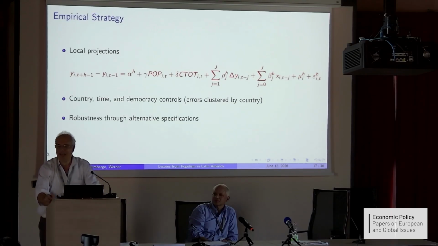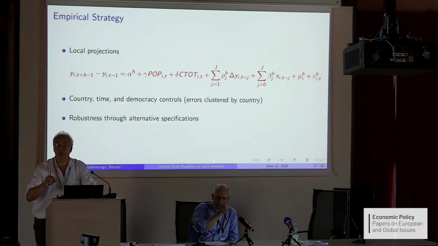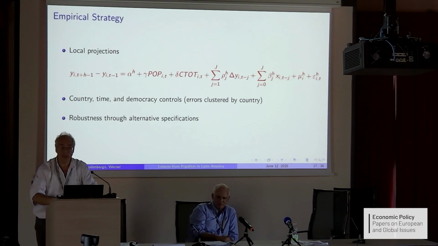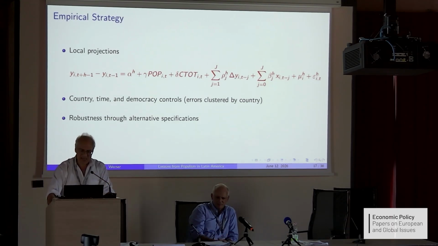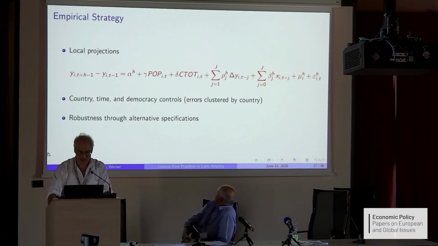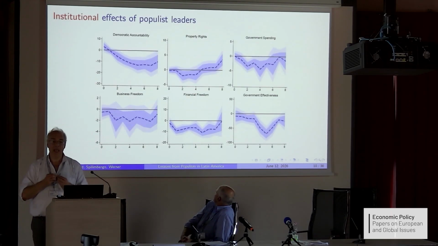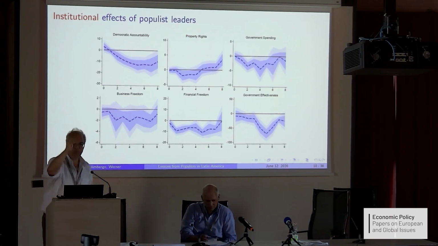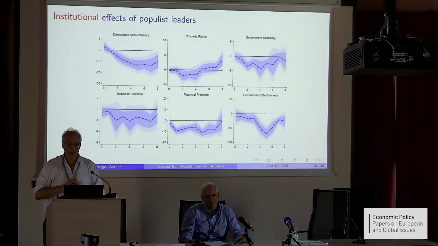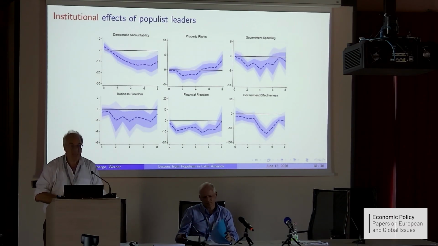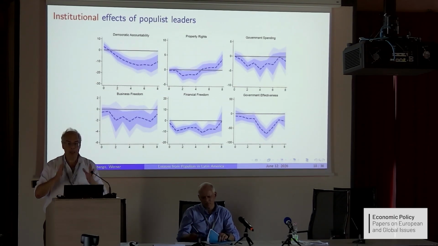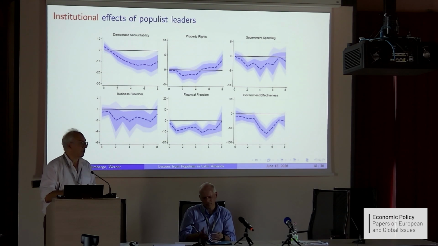We use standard local projections, where we control for populism, commodity shocks, and country and time fixed effects. So we really control for a lot of stuff, and we do a lot of robustness tests, which I can show. And here is what happens when you have a populist in power, comparing populist versus non-populist. In the first few years, you immediately have a deterioration of institutional variables. Democratic accountability goes down.